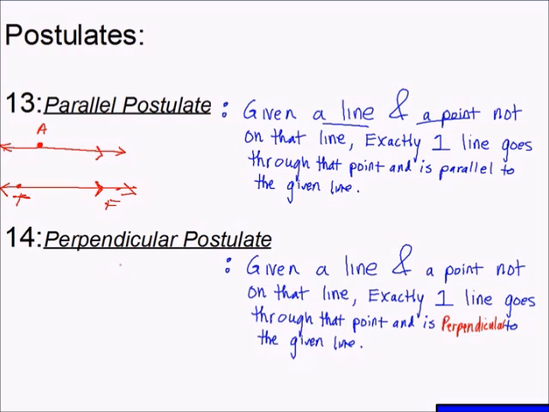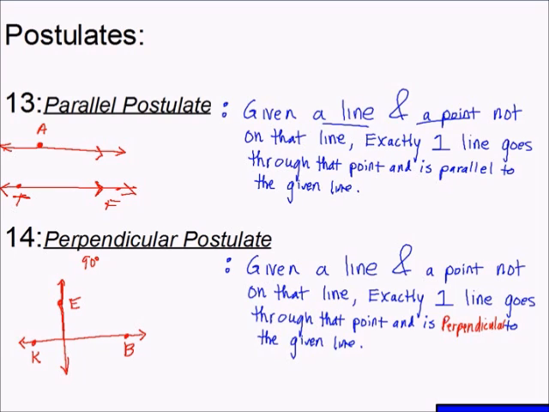Perpendicular is the same thing, except it meets at a 90-degree angle. So here's a line, and let's call it KB, and through a point not on that line, let's call this point E, the perpendicular postulate says that only one line can go through point E and be perpendicular to it at the same time.